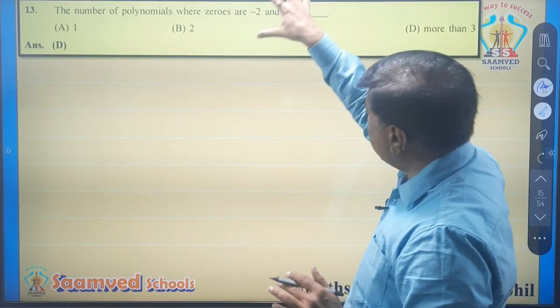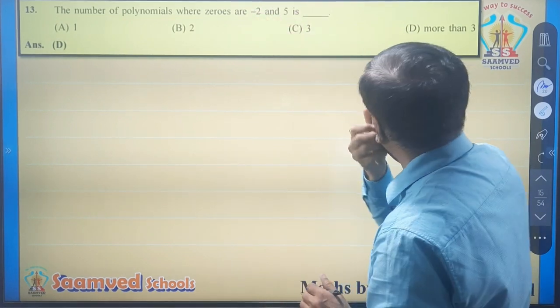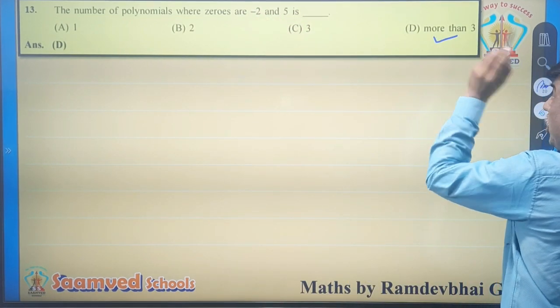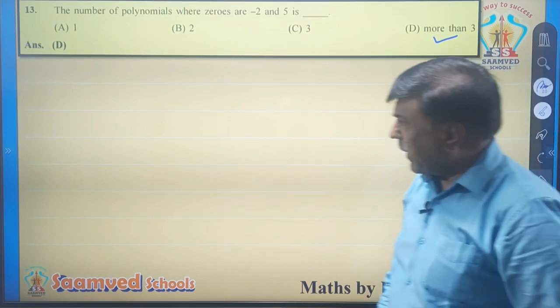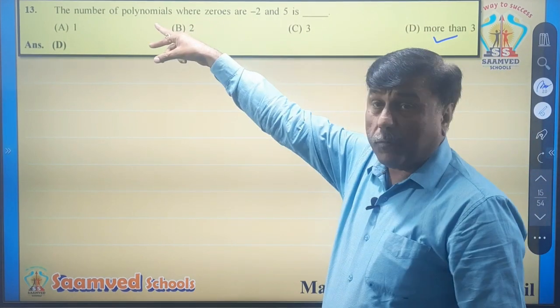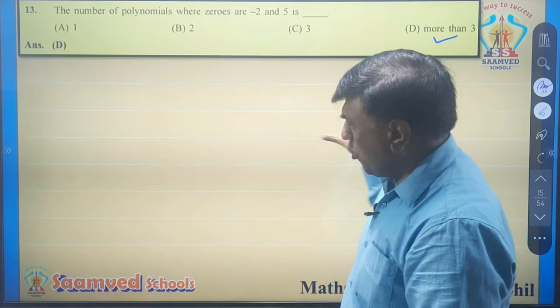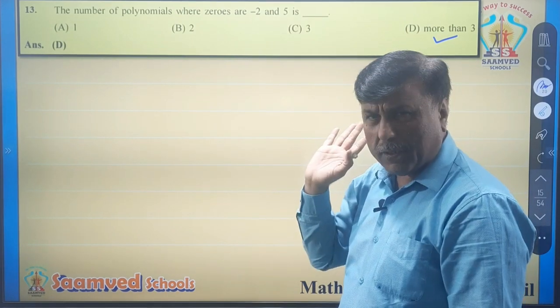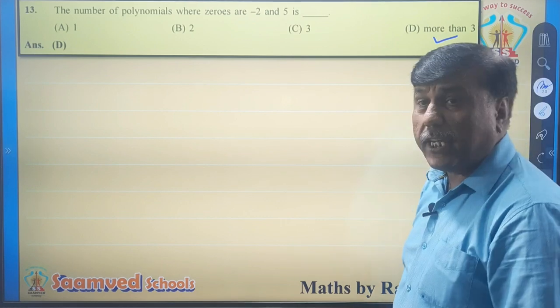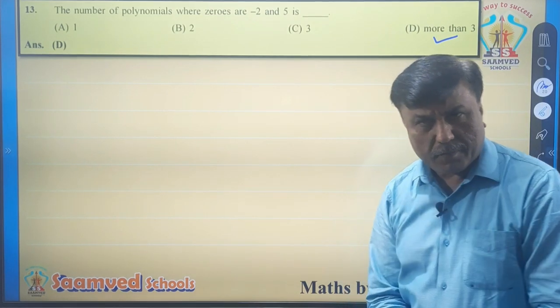So, such polynomials are more than 3. We will get such type of polynomials more than 3. Right? There is no calculation, only answer. Option D is the answer. Clear?